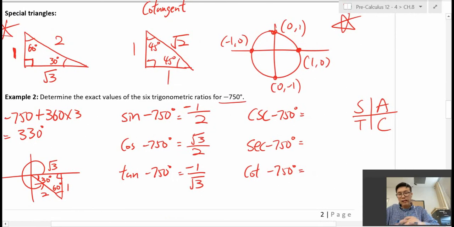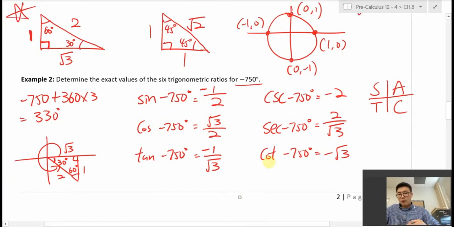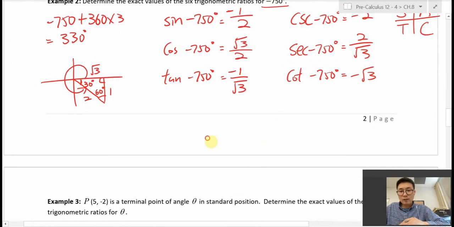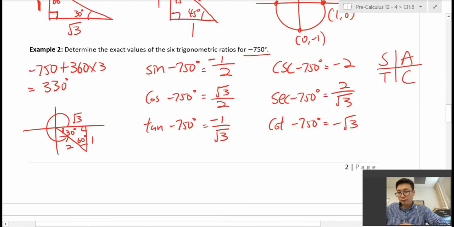And for the reciprocals, you simply flip the fraction. This was negative 1 over 2, so it's going to be negative 2 over 1, which is just negative 2. This was root 3 over 2, so it's now going to be 2 over root 3. This was negative 1 over root 3, so if you flip it, it's going to be negative root 3 over 1, which is just negative root 3. Okay, so that's the second example. Hopefully that's not too bad for you.